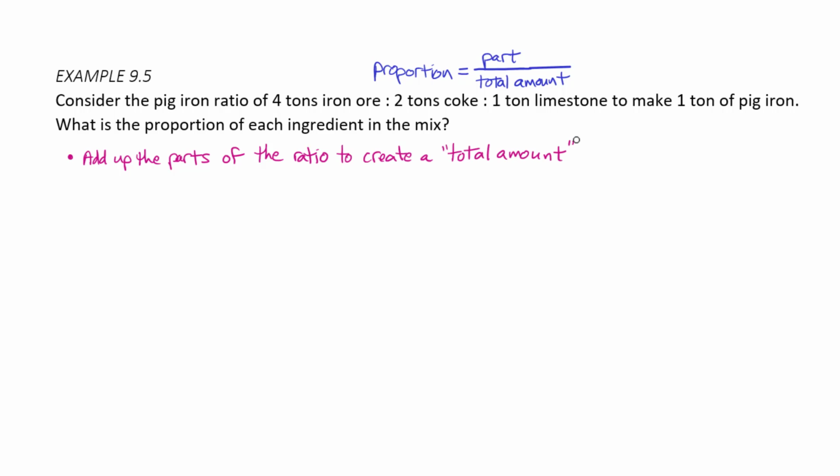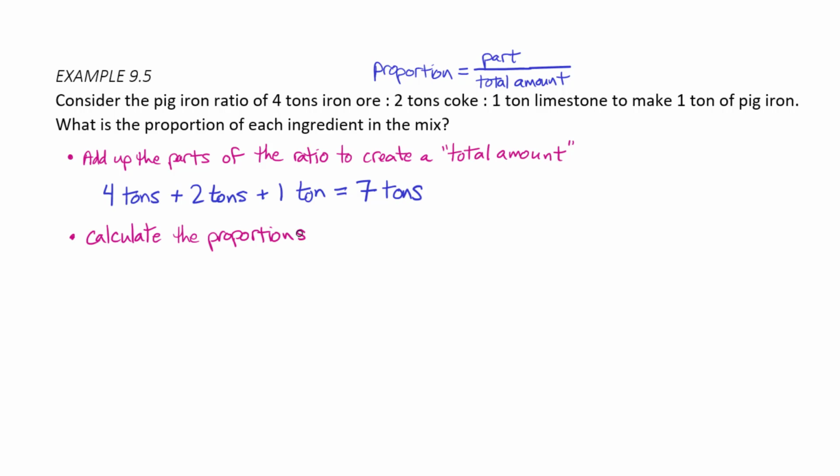So it's 4 tons of iron ore to 2 tons of coke to 1 ton of limestone. And I'm not putting what each of these are because we're just adding up tons of stuff right now. And you get 7 tons. So you need to put 7 tons of stuff into this process in order to get 1 ton of pig iron out. And the second part is just to calculate the proportions.